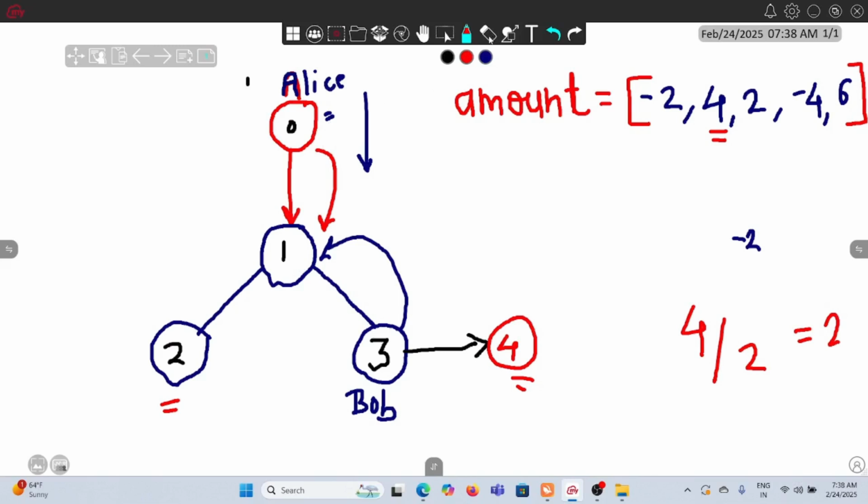So this is what we have to do. It's not only to reach a leaf node, but to reach a leaf node with the maximum amount of the award. This is what we have to do. Now the next thing is, what would be the approach? What is the approach here?